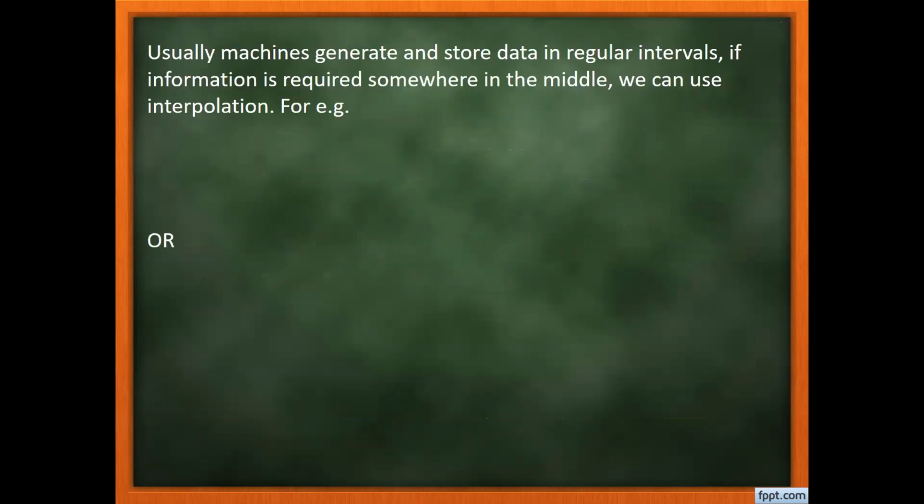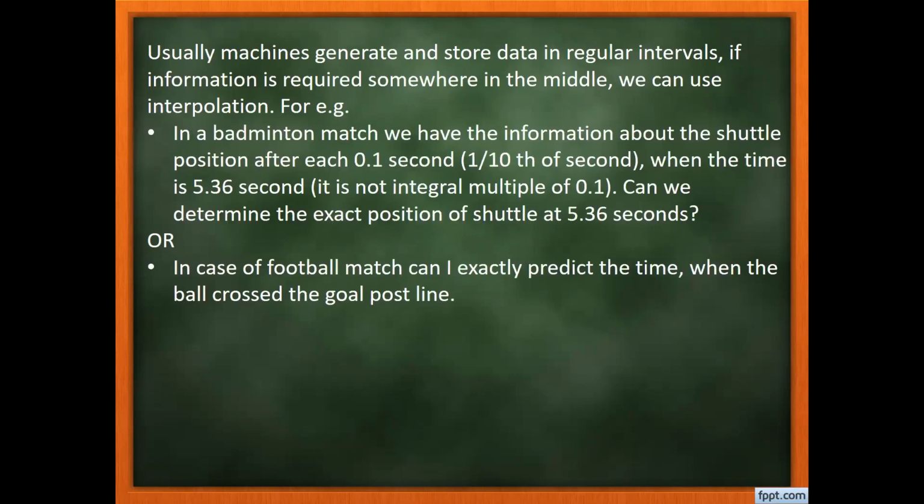As we know that usually machines generate and store data in regular intervals. So in some cases, we have a missing value in between two data points, and we, for some reason, need to know that value. So we will take the help of interpolation to do that. Let's consider 2-3 examples where we can take the help from interpolation to solve the problem. Let's say we have some kind of machine which can store the position of any object at certain time intervals. So how can we take the help from interpolation to solve one of the few questions that I mentioned here?